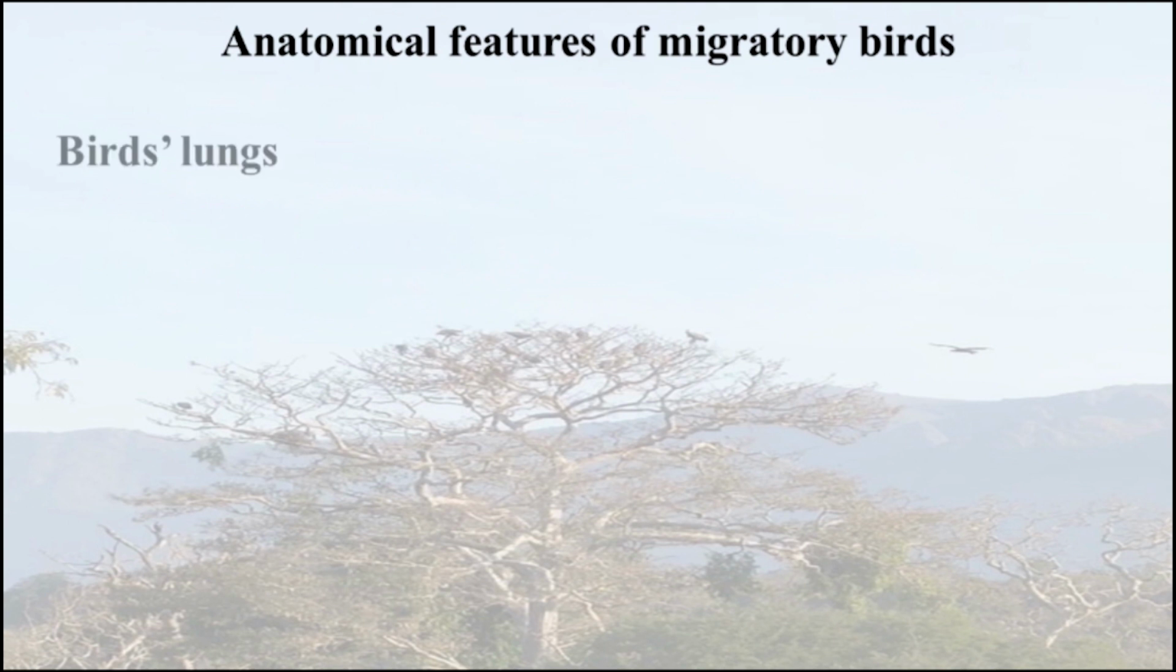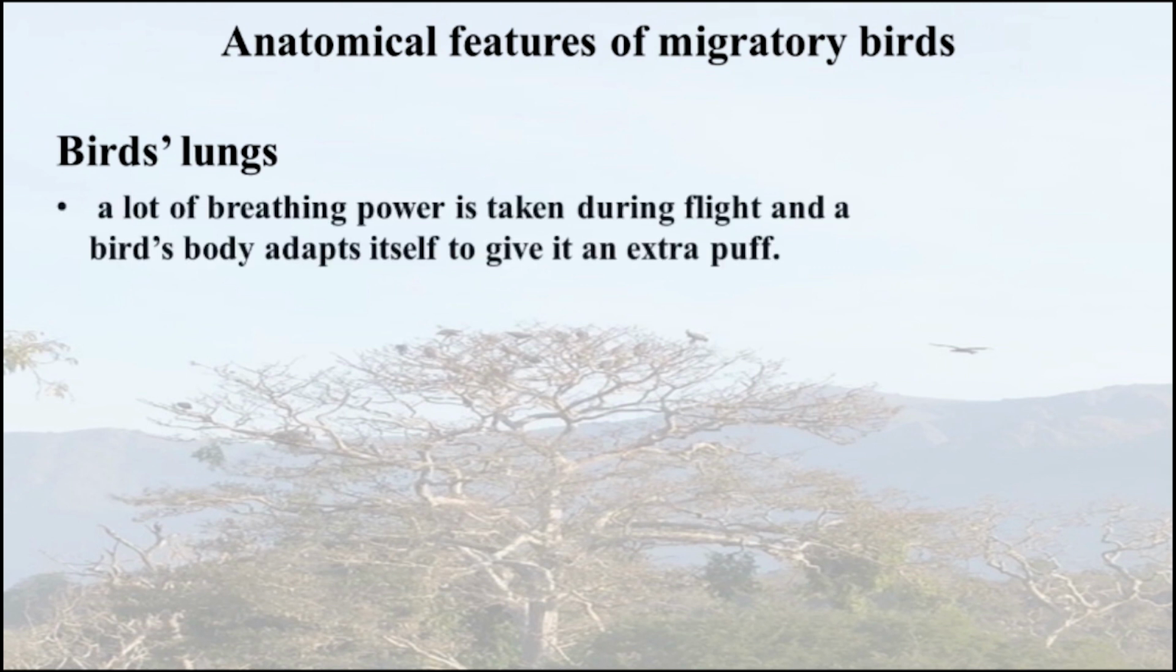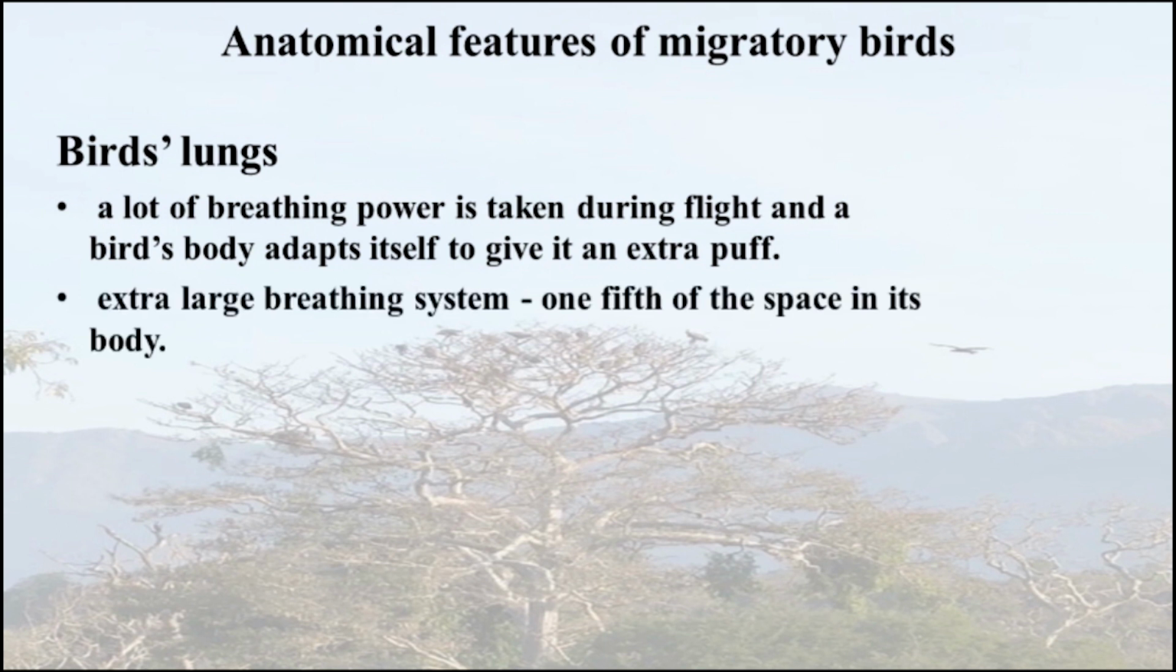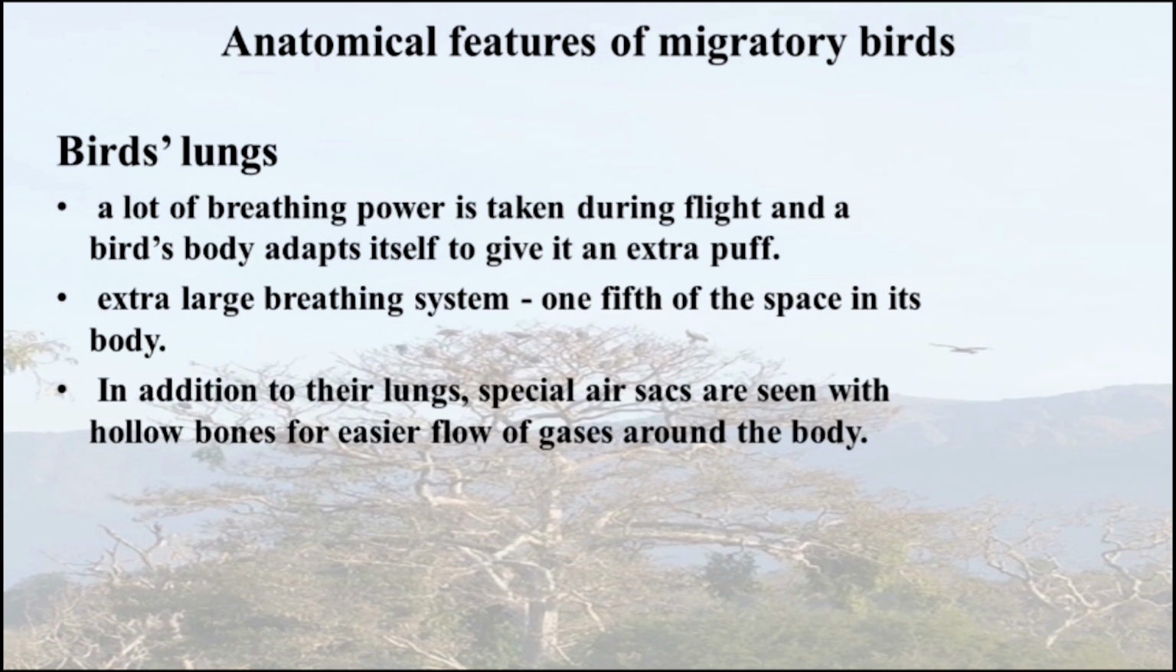Anatomical features of migratory birds. Birds' lungs. A lot of breathing power is needed during flight, and the bird's body adapts itself to give it an extra puff. An extra large breathing system takes up one-fifth of the space in its body. In addition to their lungs, special air sacs are seen within the hollow bones for easier flow of gases around the body.